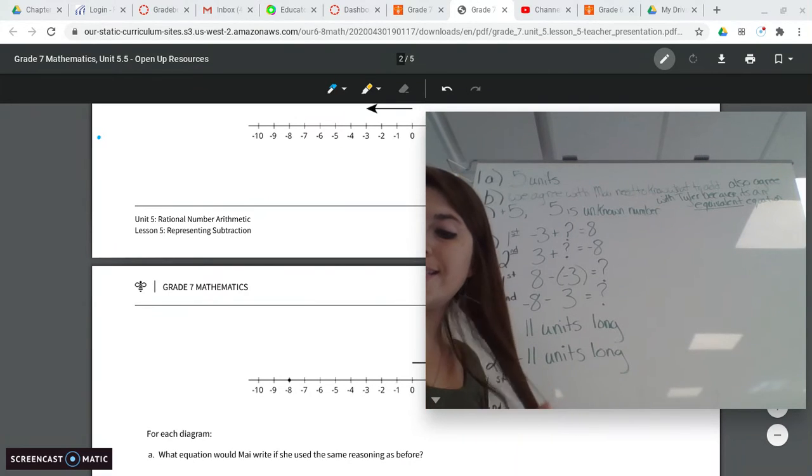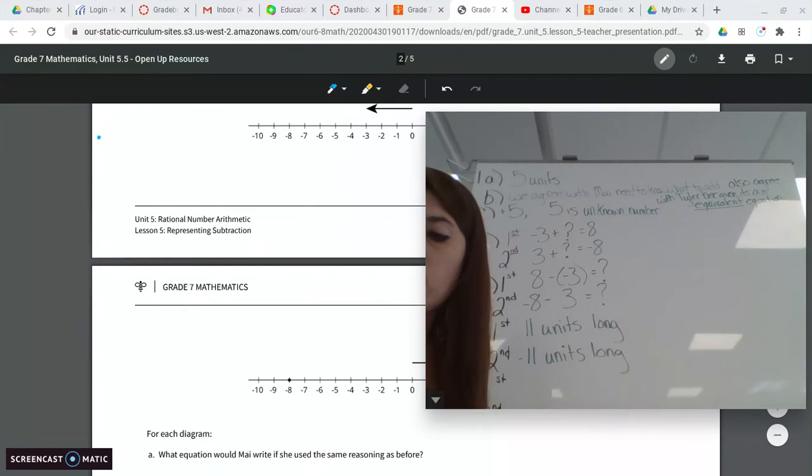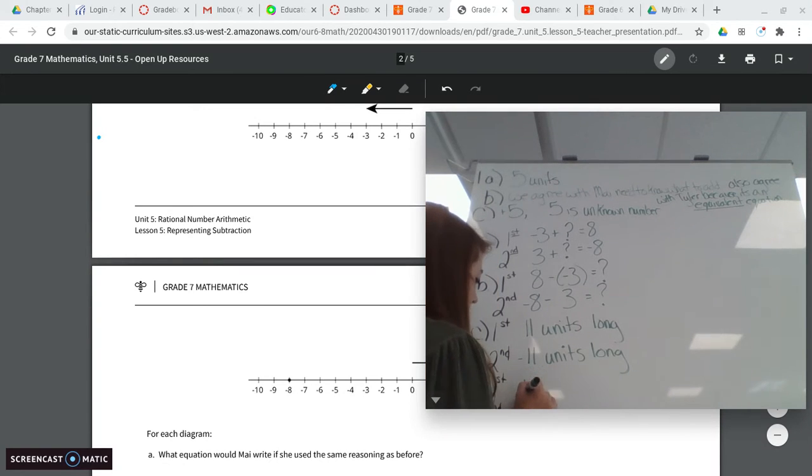All right, for D, what number would complete each equation? Be prepared to explain your reasoning. So it will be 11 for both of them. Well, 11 and negative 11, sorry, just like before.